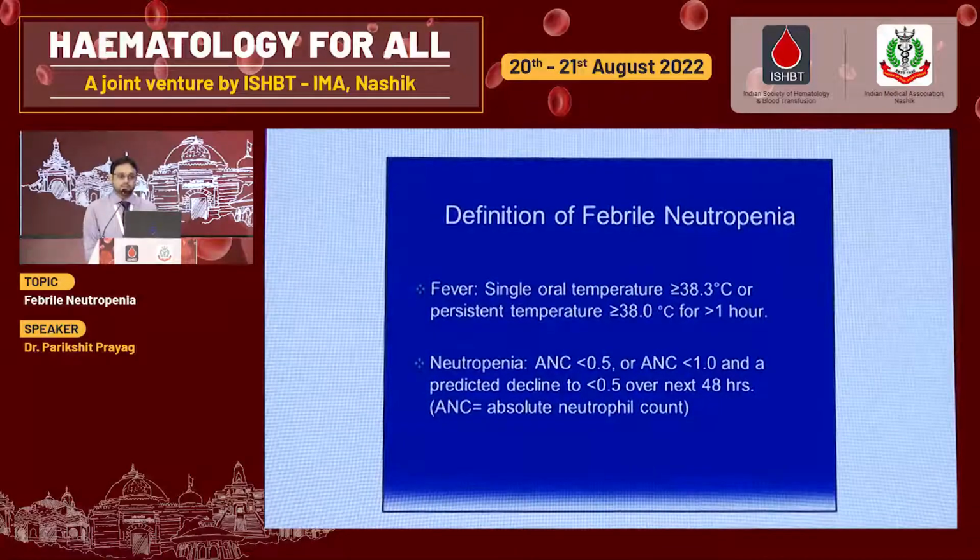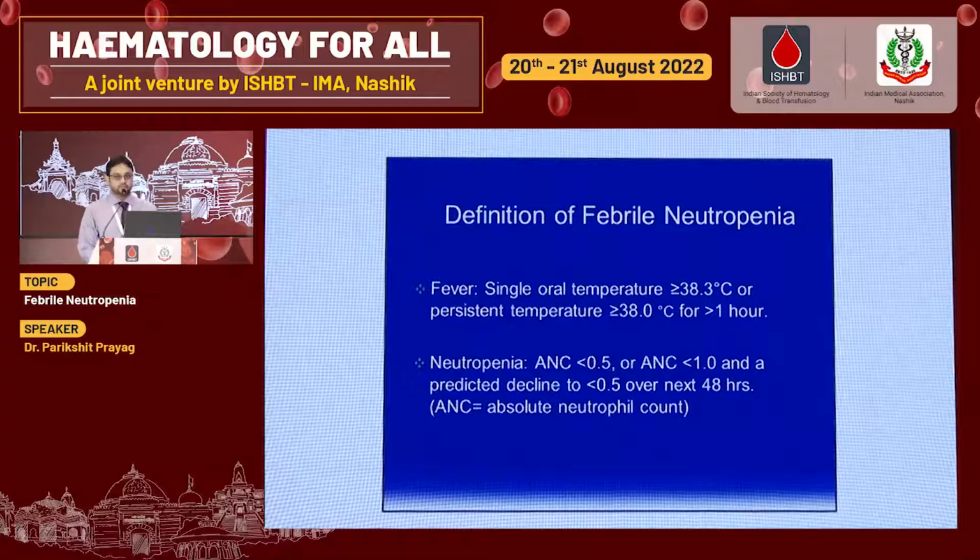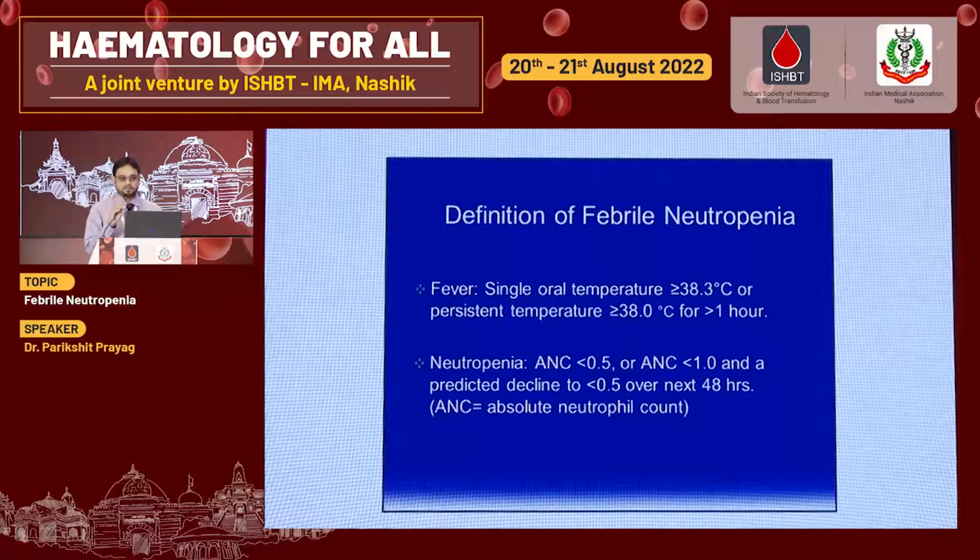Just for the introduction's sake, we all know what febrile neutropenia is. Many of us are hematologists here. Neutropenia means an ANC below 1500, which is mild neutropenia. But what we are really worried about is severe neutropenia, which is less than 500, and profound neutropenia, which is less than 100.